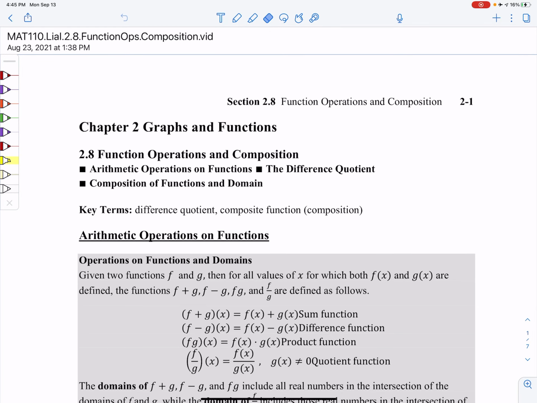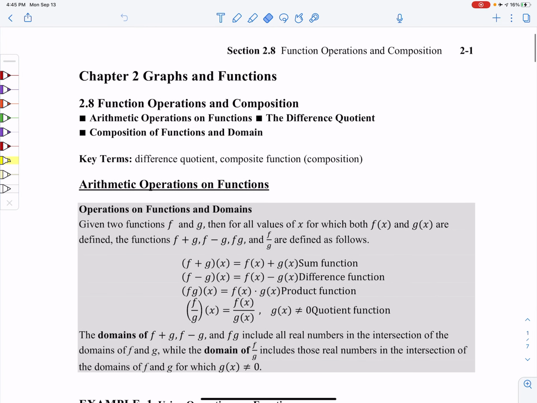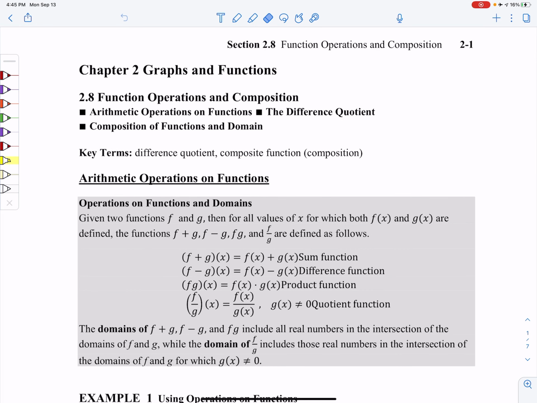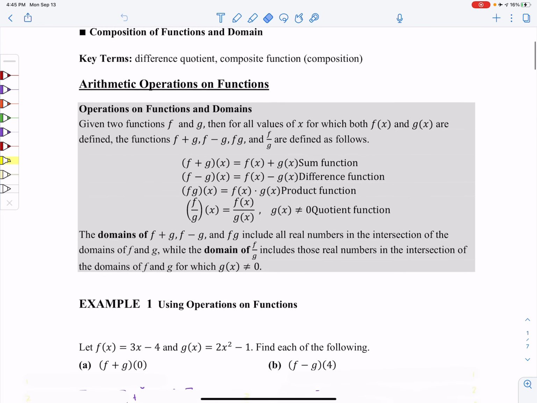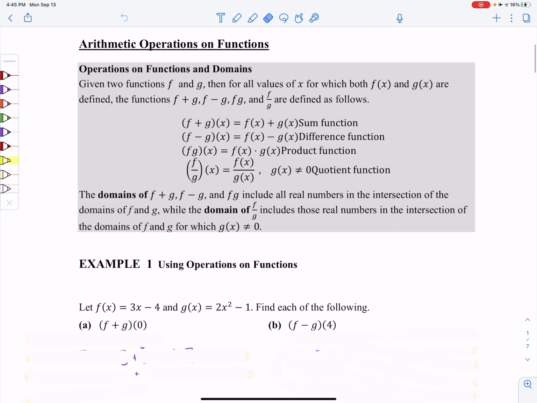This is a video on section 2.8. I intend to make 2 videos in this section, and this is going to be the first one. What I want to talk about first of all is simply operations with 2 or more functions.